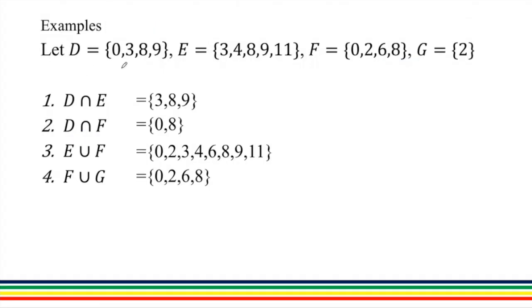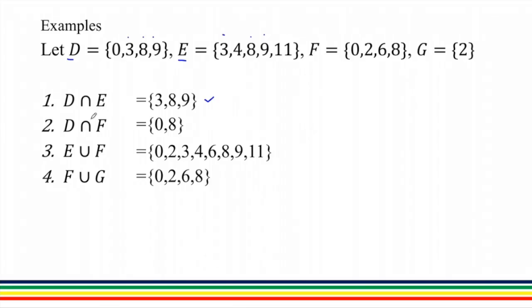Given D as {0, 3, 8, 9}, E as {3, 4, 8, 9, 11}, F as {0, 2, 6, 8}, and G is {2}. Let's find the intersection of D and E. What are the elements that are present in both D and E? First we have 3, next we have 8, and we have 9. Therefore, the intersection of sets D and E is {3, 8, 9}.